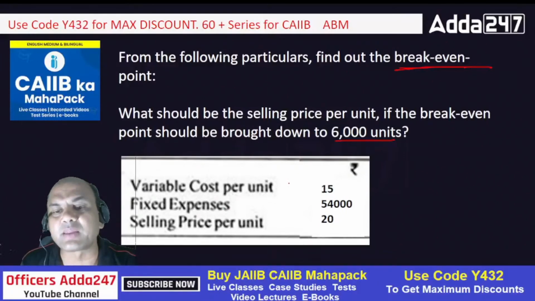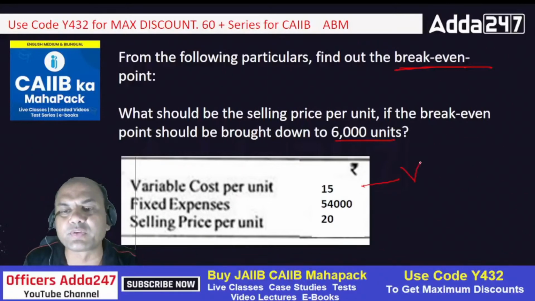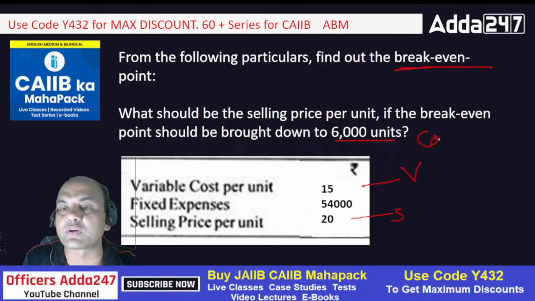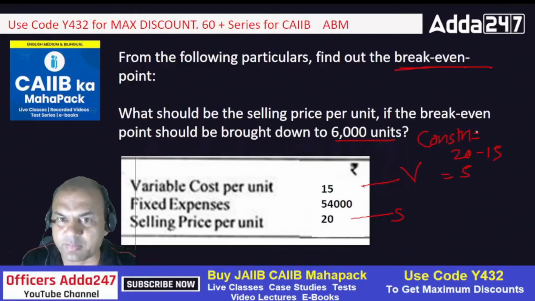It's simple. Variable cost is given. V, I know, is 15. Fixed expenses I know. Selling price S I know. So tell me now, first give me the answer for contribution. What is the contribution? Contribution is S minus V. Correct. So 20 minus 15 is 5. So I have got the contribution immediately.